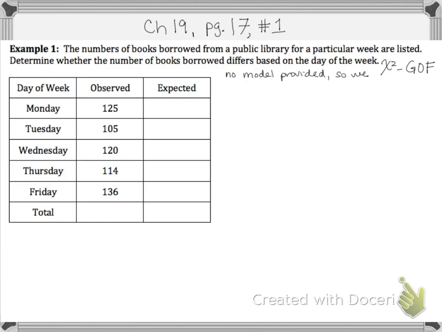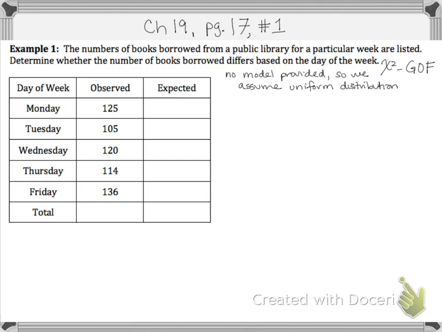So we assume these are going to be distributed uniformly. Uniform distribution. Okay? A model being provided would be like a series of percentages. I think on Monday, 20% of the books are borrowed, but on Friday, when people get ready for the weekend, 40% of the books are borrowed. And then that would change the model, right? But in this case, we're not given that kind of information. So we're going to have to figure out what we think would be a number of books borrowed that would be equal every day.